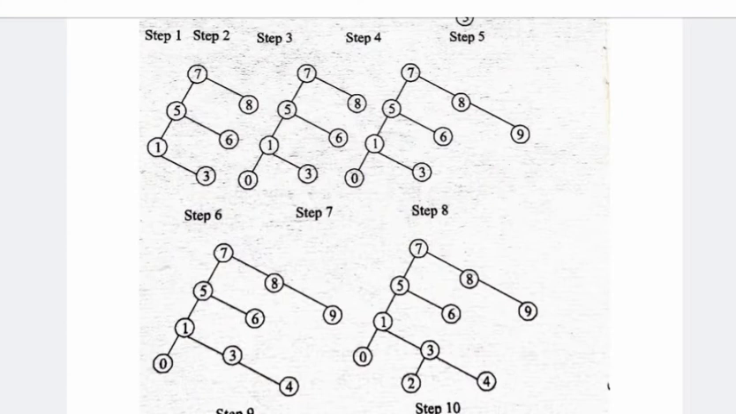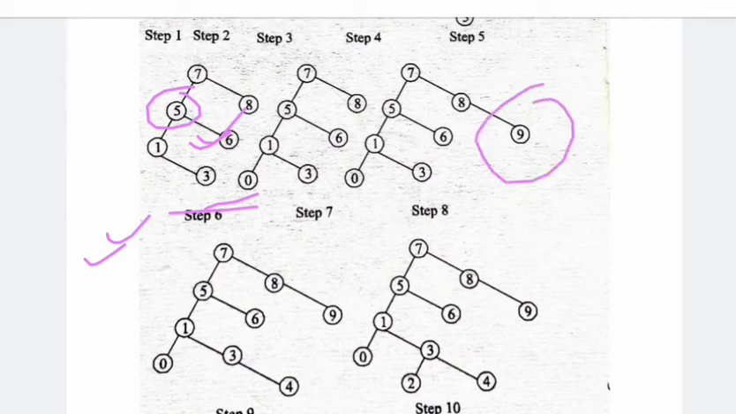If we insert the next element, that is 6, 6 is greater than 5, so it becomes the right node of 5. After inserting 0, 0 is less than 1, so it becomes the left child of 1. Now inserting 9, 9 is greater than 8, so it becomes the right child of 8. Now again we insert 4, 4 is greater than 3, so 4 is the right child of 3.